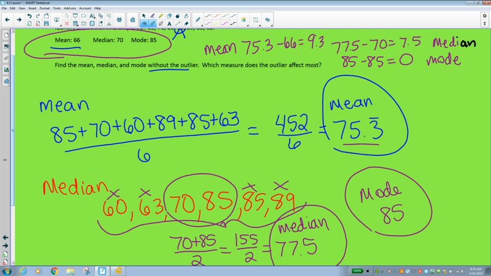So it's asking which has the biggest effect. Which has the biggest difference? Well, the one with the largest. So the mean is affected most. The outliers affect the mean the most, which is why when you have an outlier, you don't always use the mean to represent the data.